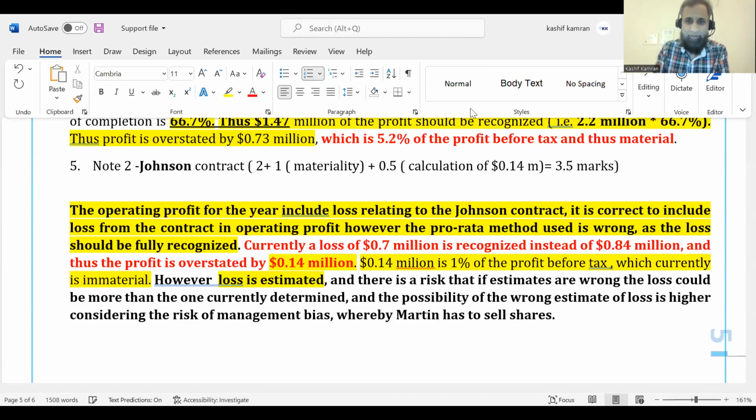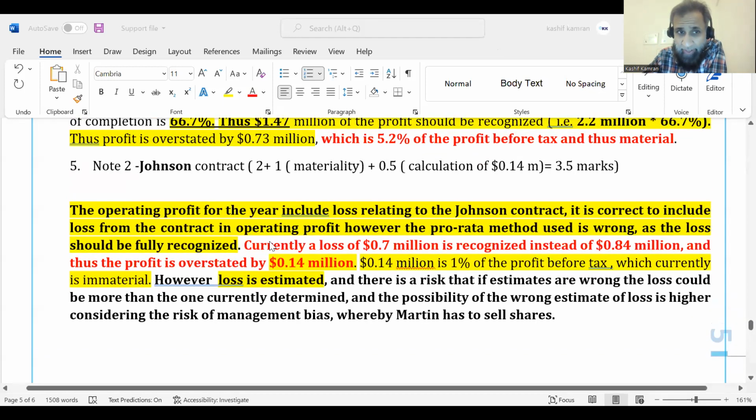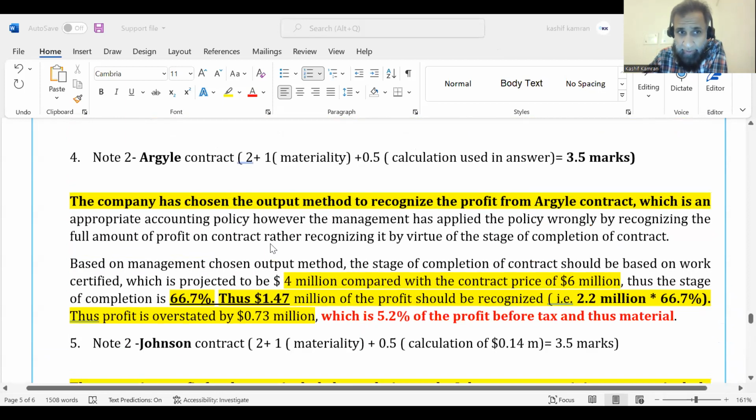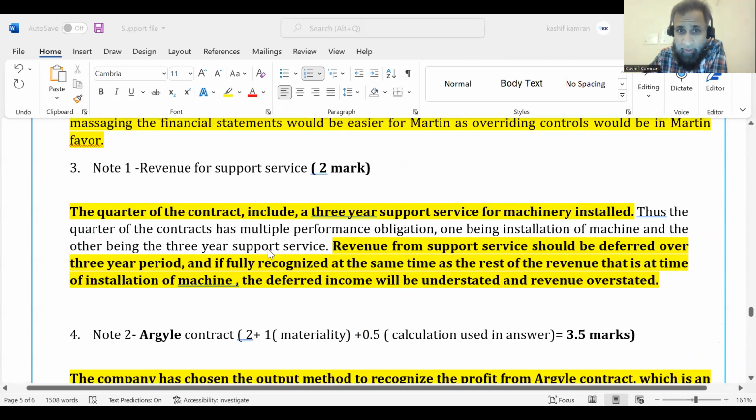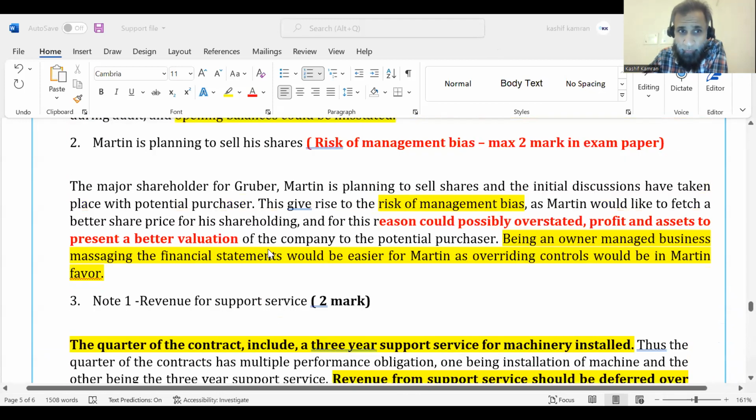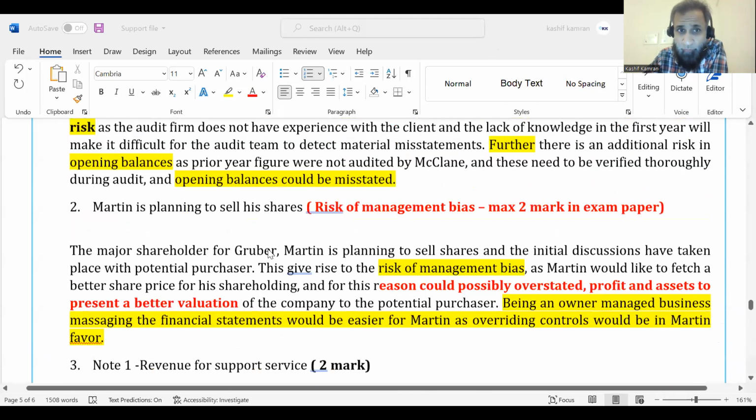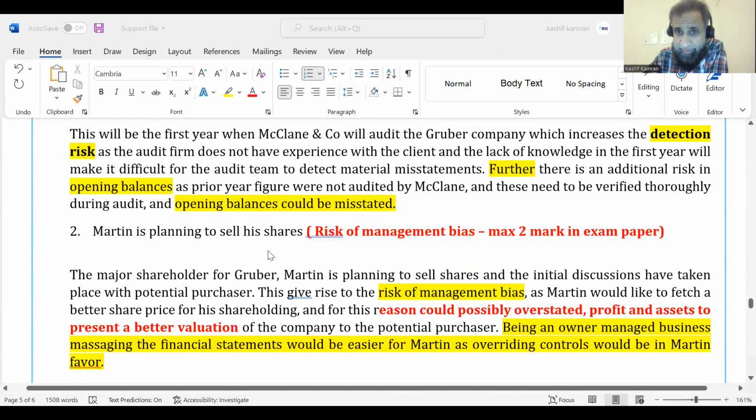Yes, I totally agree with your answer, Osama Ali. Yes, currently the loss is immaterial, but it can become material with other misstatements. So how many marks have we fetched from note number 2, Johnson contract? 3.5. So far, out of the 24 marks, how many marks have we fetched? 3.5 for Johnson, 3.5 for Ergel, 7, 2 for revenue, 9, 2 for Martin is selling shares, 11, 2 for first year audit, 13 marks out of 24.